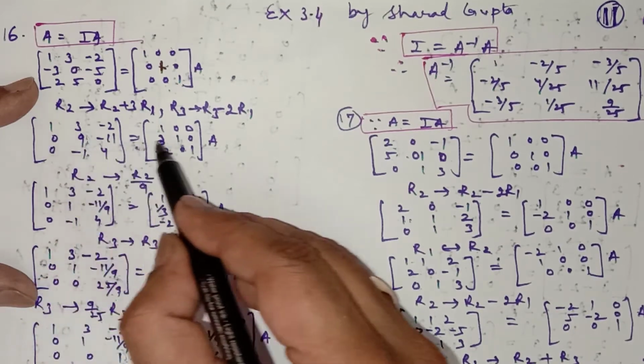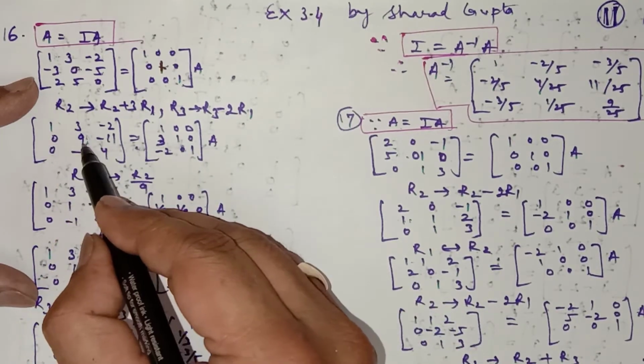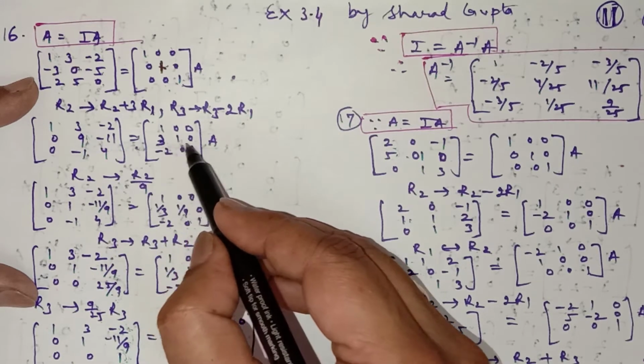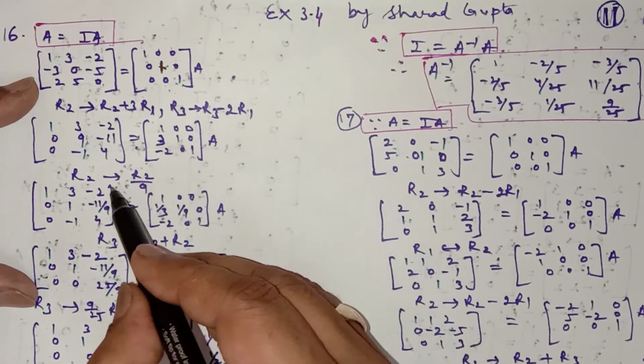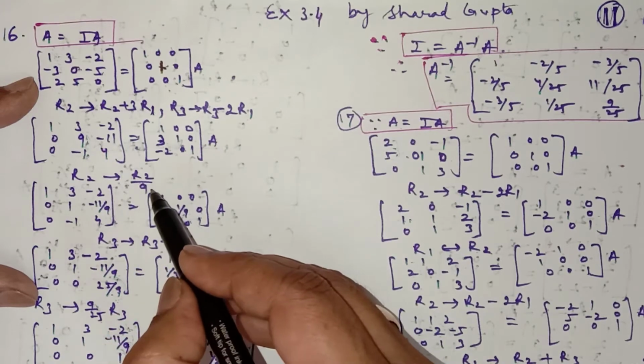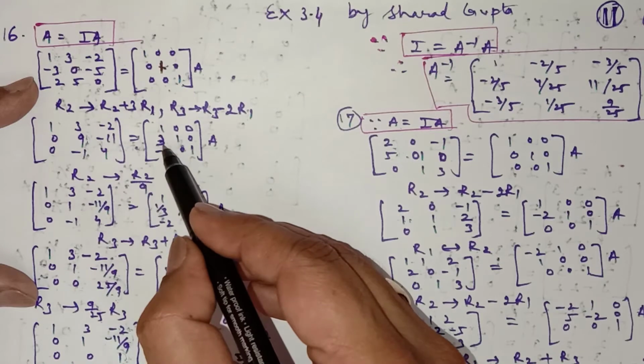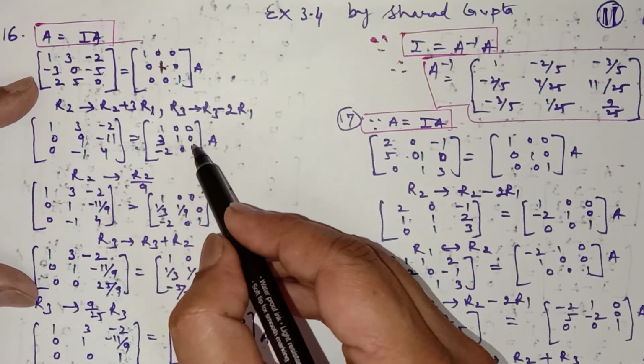If you divide the second row by 9, you will get 0, 1, minus 11 upon 9, 3 upon 9, 1 upon 9, 0 upon 9, that is 0. So I am dividing the second row by 9. So 0, 1, minus 11 upon 9, 3 upon 9, 1 upon 9, 0.